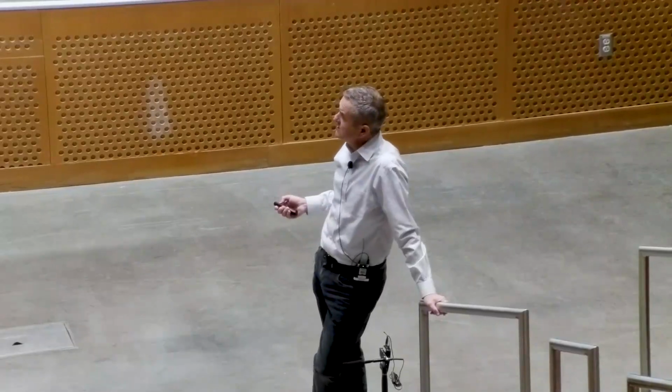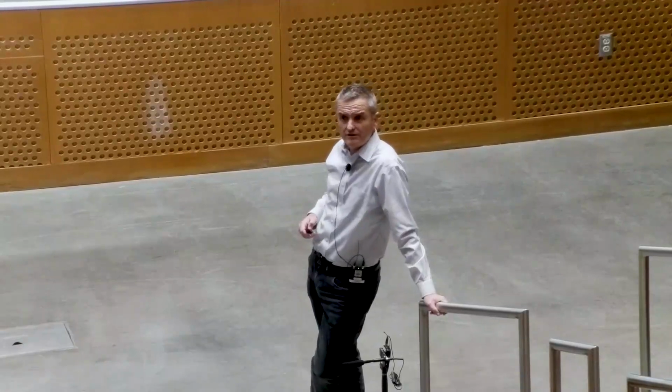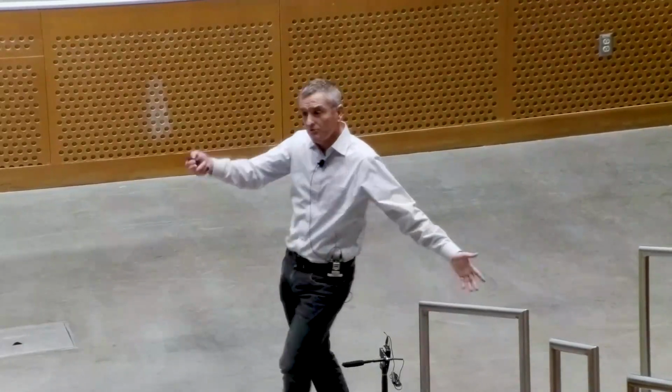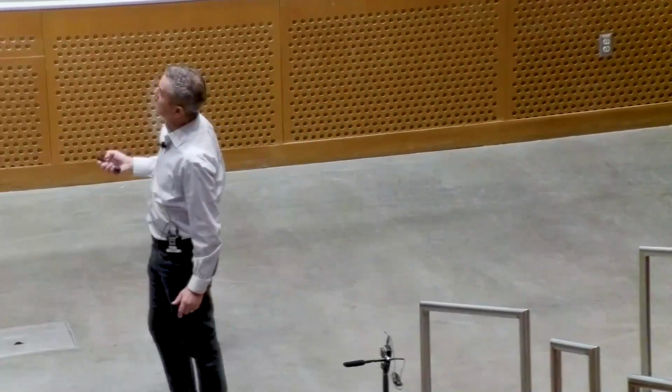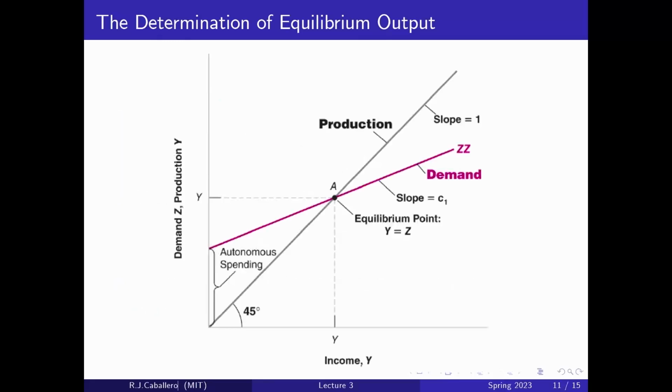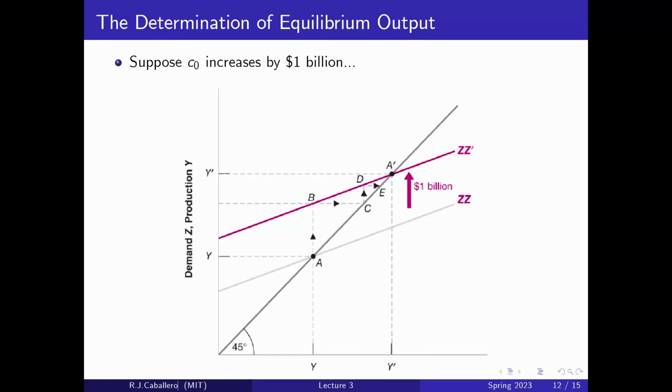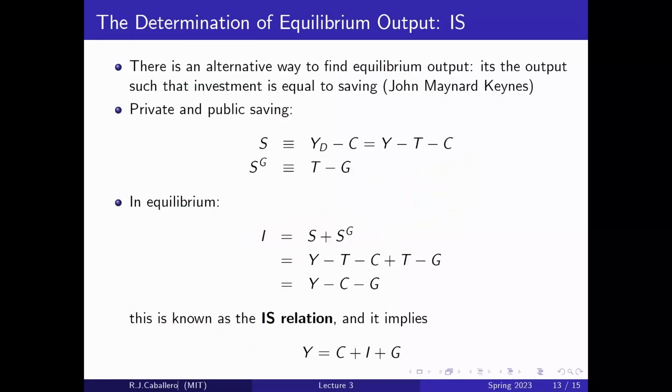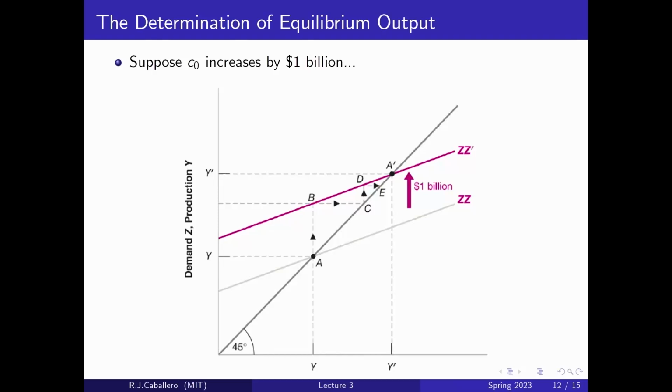Why is this change greater than C0? There is a multiplier in front, exactly. We change C0 by 1, but then you have to multiply by 1 over 1 minus C1. And that's what we illustrated in this picture there. Okay, good. And so you should move anything you can move here around. Move G up, T up, or stuff like that, and see what happens.